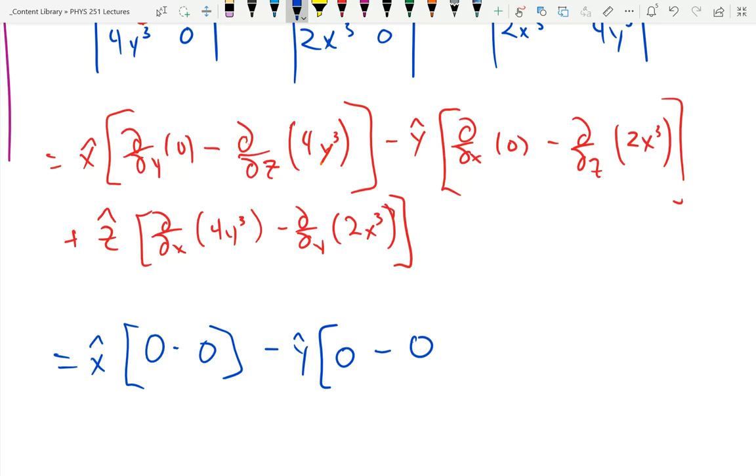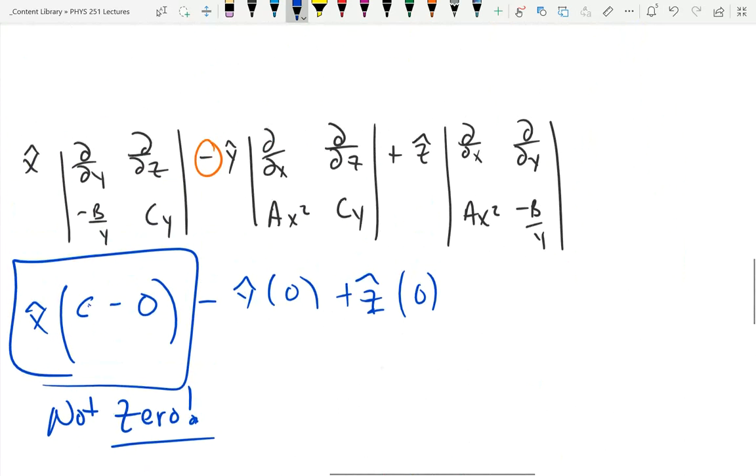Because x is not z. Now you see the partials are easier, right? Okay, and then finally, plus z hat, and that's again x, y, zero, y, x, zero. It was when we had something like d/dy of c, y, where we had the variable of the derivative in the function, and so then we had a derivative that wasn't zero. Correct, that does not equal zero.